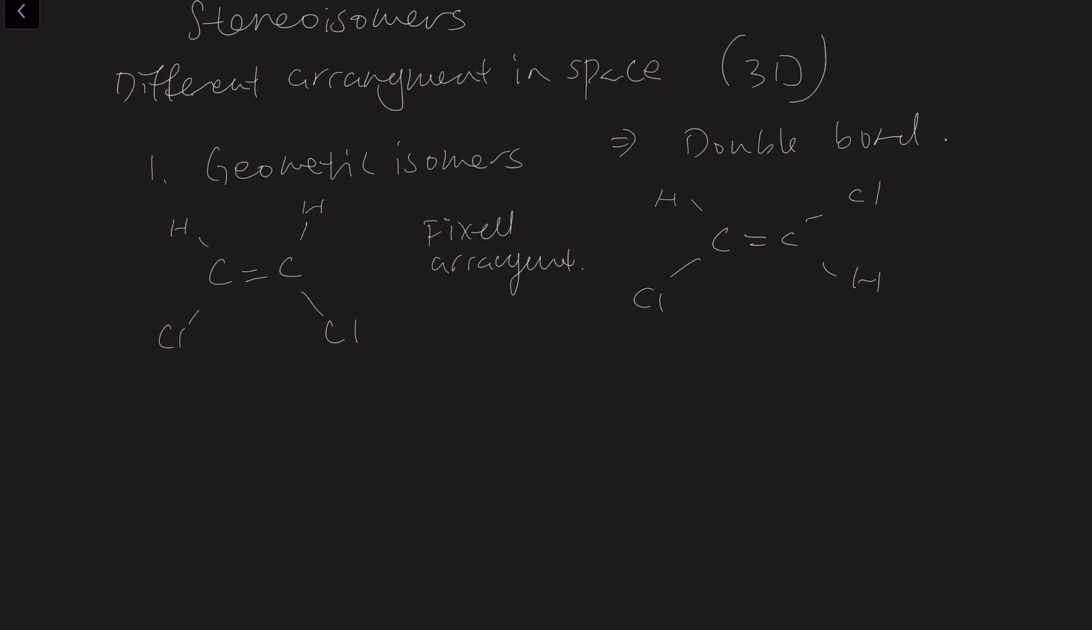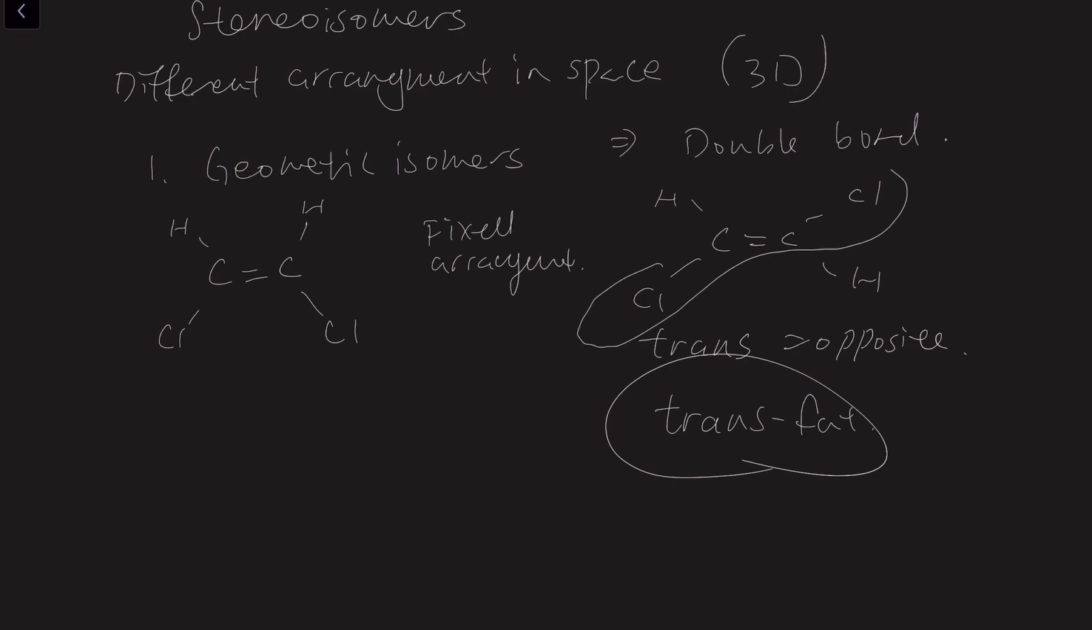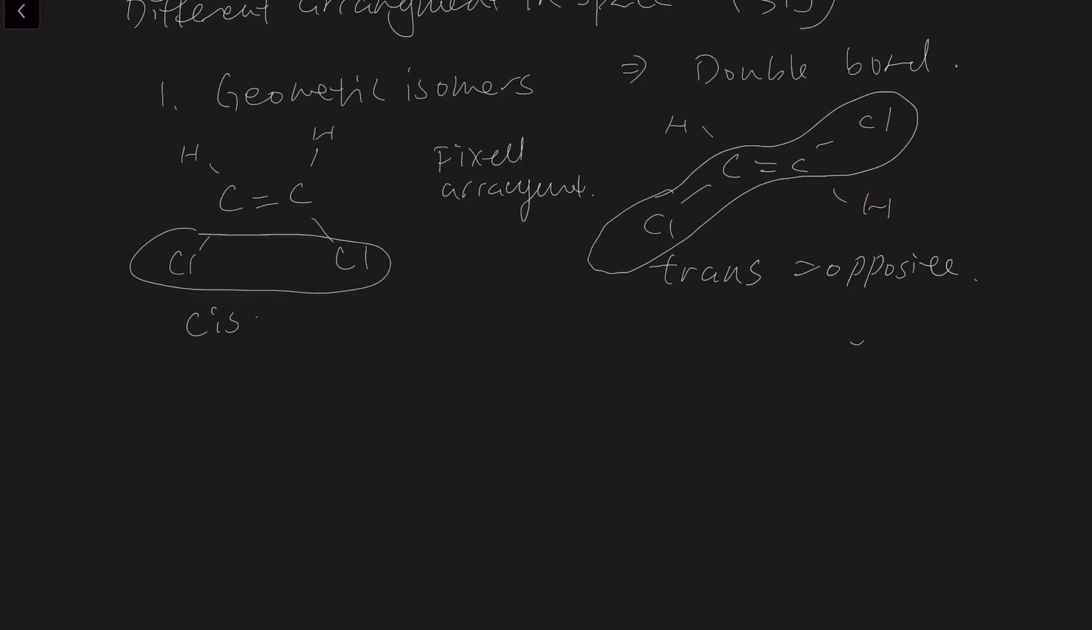So here, this one is called trans. Means opposite. So you might have heard of the term trans fat. And this refers to this kind of arrangement. So the two same elements are located on the opposite side of the carbon-carbon double bond. And this is called the cis, means it's on the same side, or at the bottom. And this gives them different characteristics.